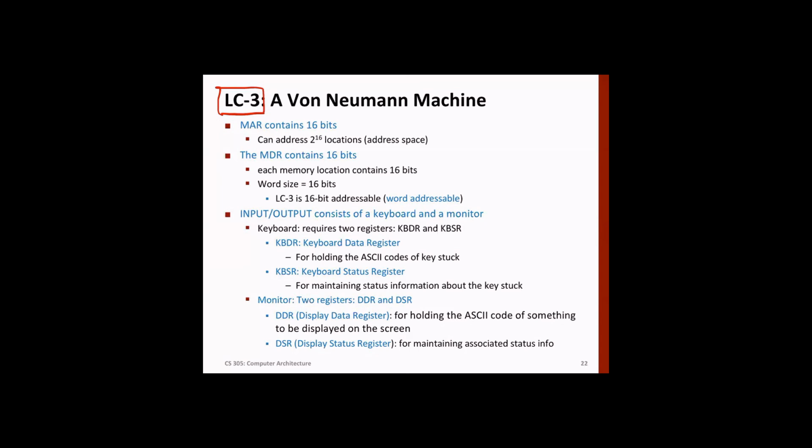Here is the simplest possible machine with a memory address register of 16 bits. It means that it can address 2 raised to the power 16 locations. The memory data register is 16 bits. It means the word size is 16, and each memory location will contain 16 bits. And this is word addressable.